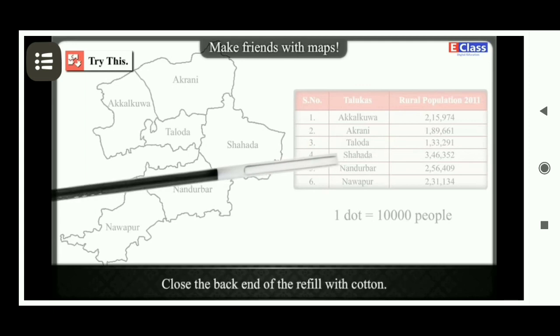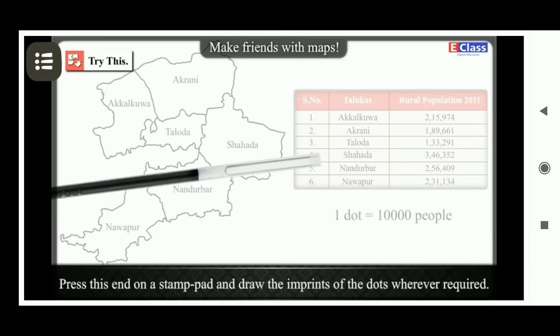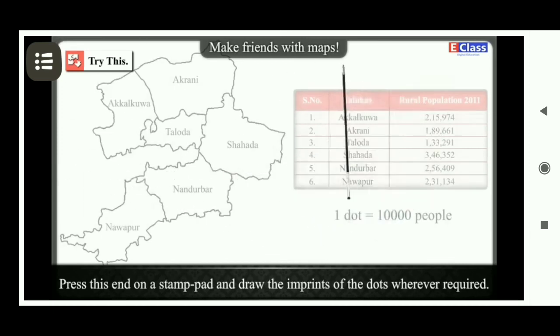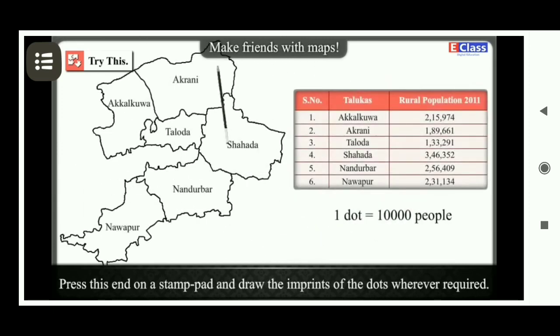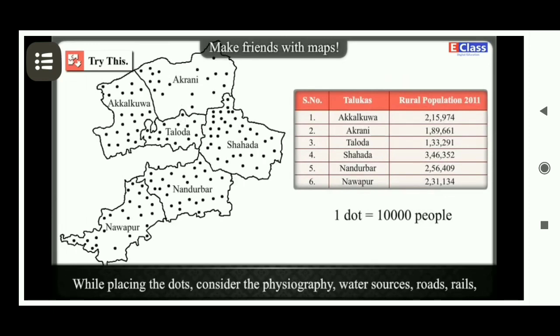Close the back end of the refill with cotton. Press this end on a stamp pad and draw the imprints of the dots wherever required. While placing the dots, consider the physiography, water sources, roads, rails, taluka and district headquarters as shown in the map. Compare your dot map with the other students and arrange a discussion in the class.